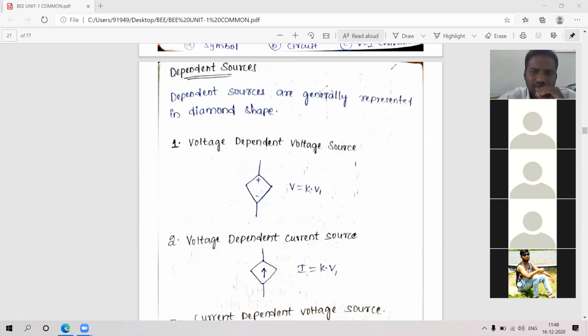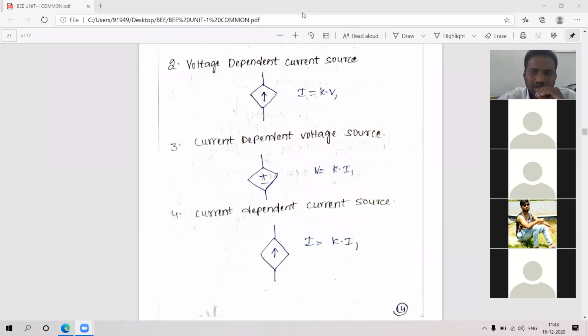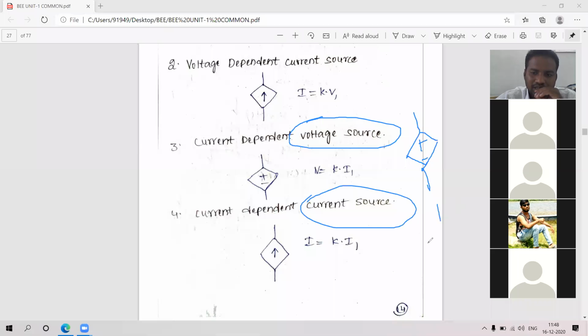Now we will see the third one and the fourth one. What is the third one? Current dependent voltage source. Voltage source is indicated with what? Plus and minus in a diamond shape. Here, what is the source? Current source, indicated with an arrow mark.